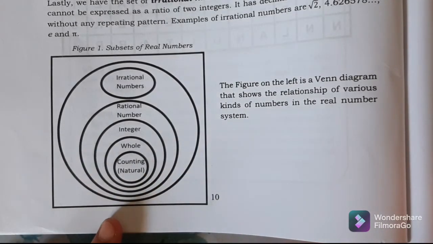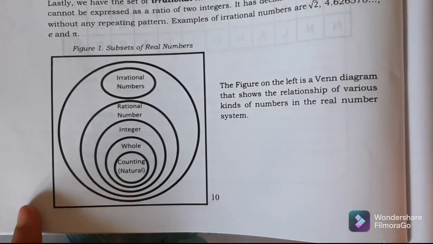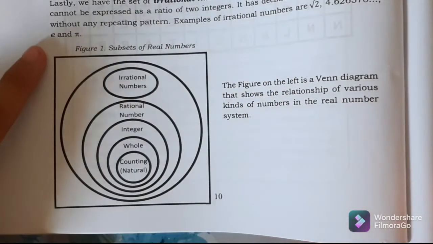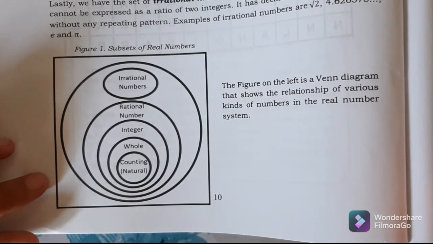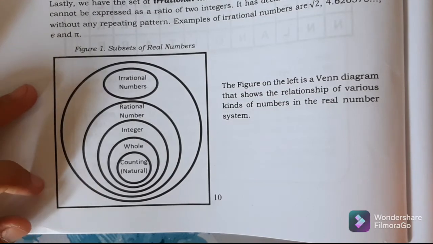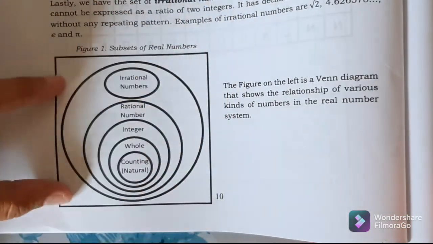So we have here Figure 1. This is a Venn diagram showing the relationship of various kinds of numbers in the real number system. Of course, this square, you may also use a rectangle, di ba, sa Venn diagram natin, will serve as our universal set here. So this will be the set of real numbers.